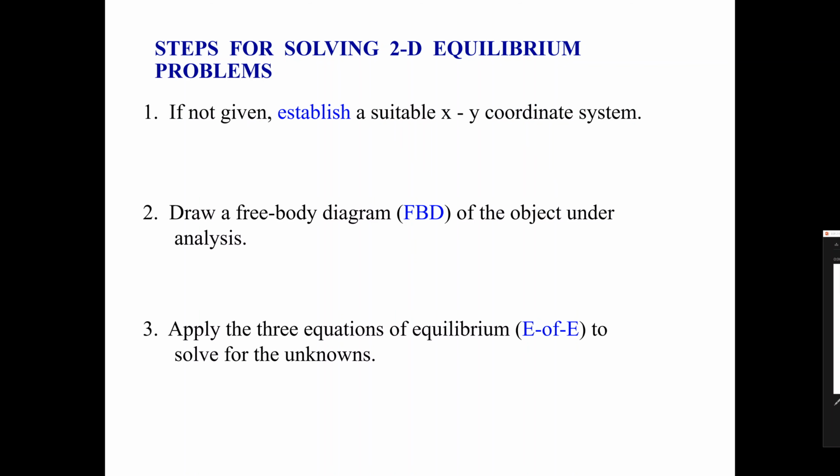Okay, so these are the steps for solving 2D equilibrium problems. If you're not given one, you'll establish an XY coordinate system. The next thing is to draw the free body diagram, then apply those equations of equilibrium. Now, a key part of this, of course, is that your free body diagram has to have all the forces that are involved in the object, all of the external forces acting on the object.